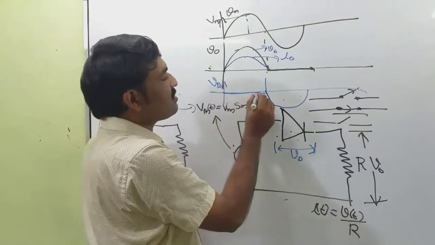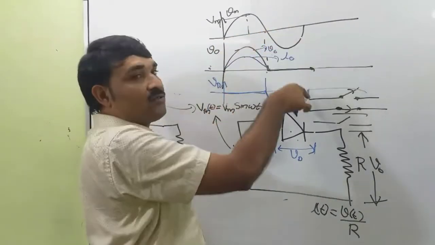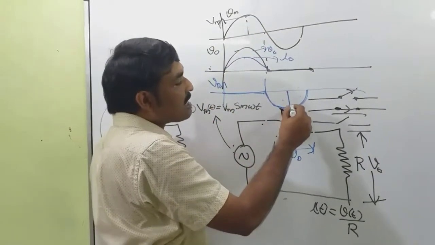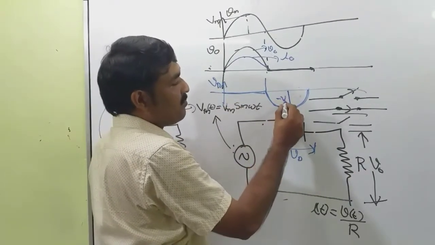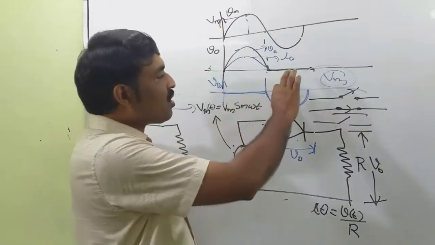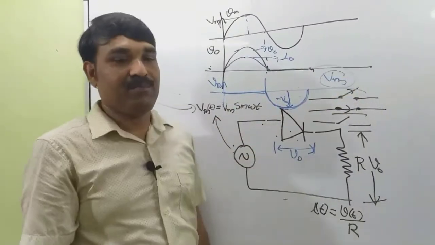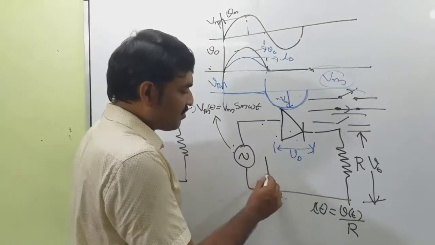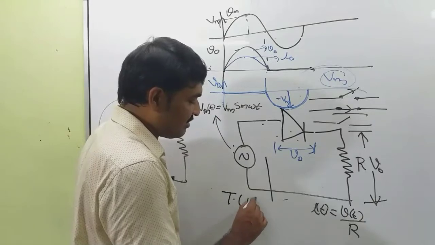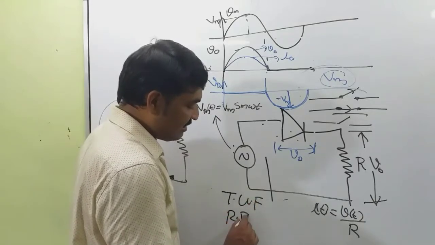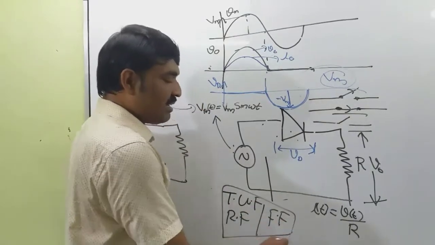During the positive half cycle, that is 0. And during the negative half cycle, this becomes negative, and this voltage is the maximum voltage, that is equal to minus Vm. The peak inverse voltage, that is, the maximum voltage across the diode, has a magnitude of Vm. For this circuit, we want to find the transformer utilization factor, the ripple factor, the form factor, etc. That we will derive.